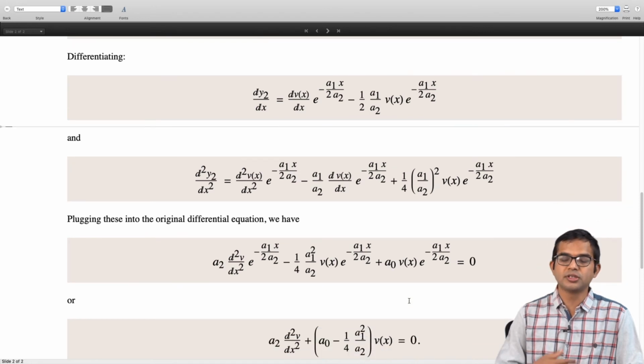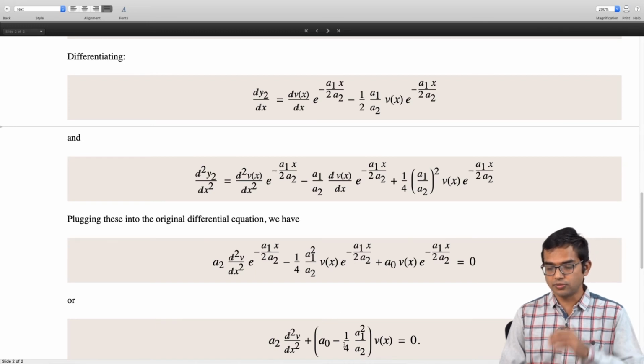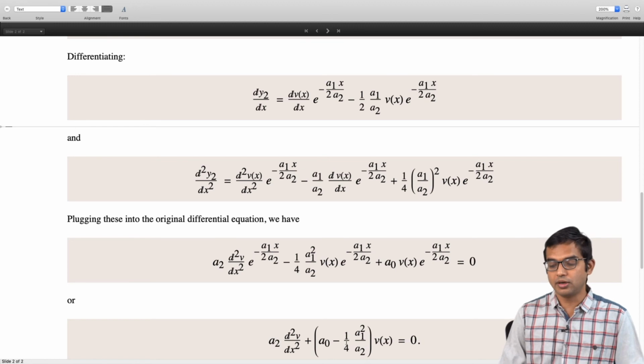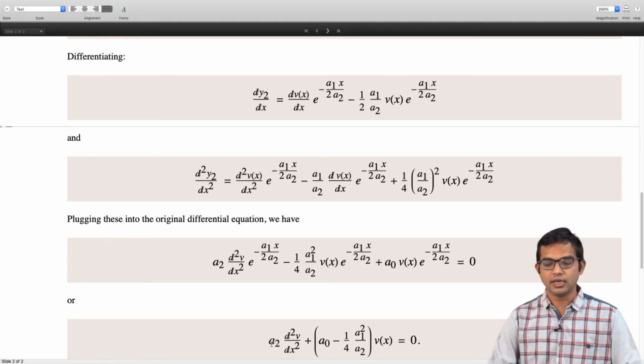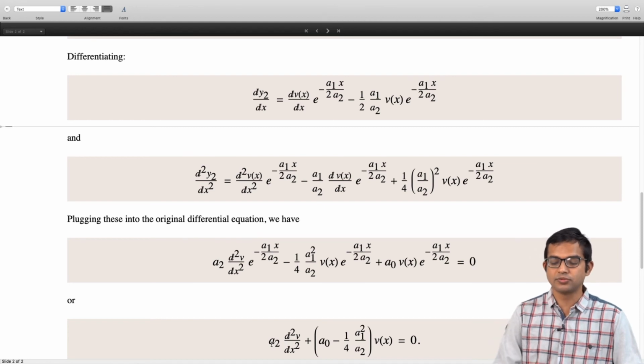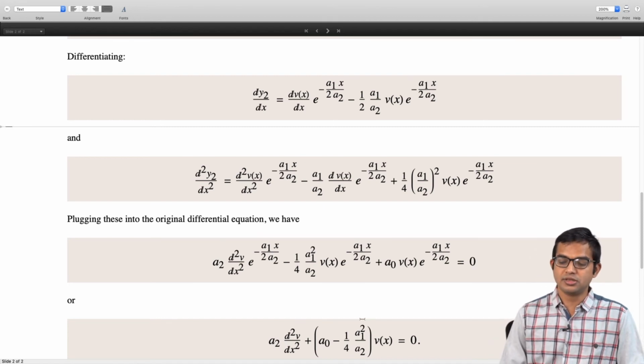It's a common exponential and this must hold for all values of x, so you can just remove that part. Then you collect the second and the third terms, and you just get a0 minus 1/4 times a1 squared divided by a2 times v of x, right? The first term is of course just a2 times d squared v by dx squared. The sum of these two terms is 0.